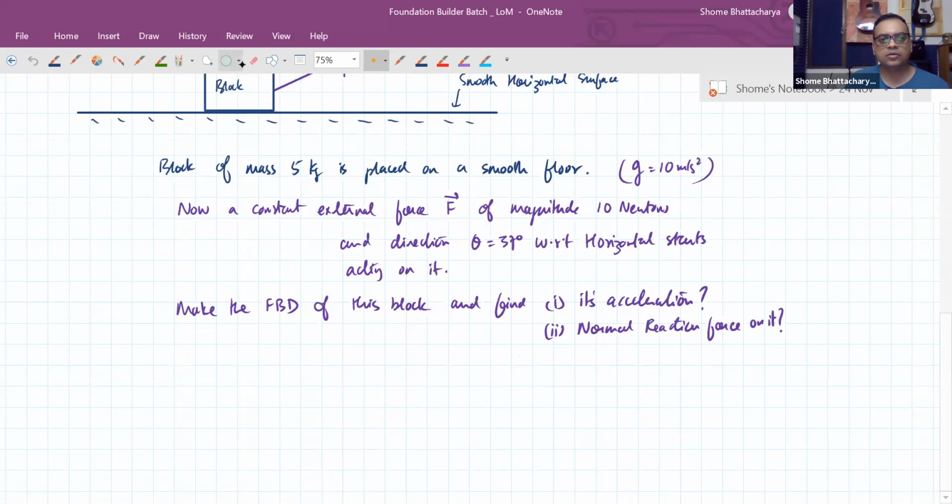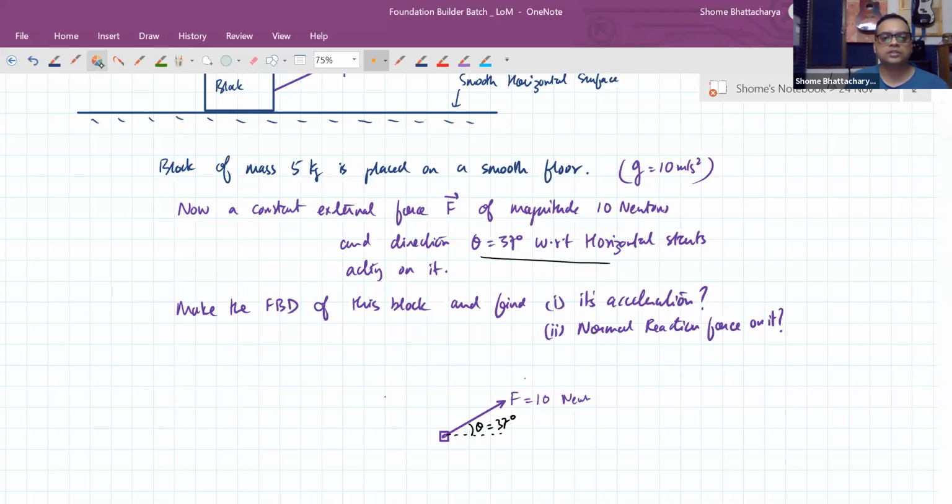The block is lying on the ground. I'll show it like a point mass, like a very small one. But what are the forces acting on it? There are in all three forces acting on it. One is the external force which is acting like this. This is a force of magnitude 10 newtons, but it's acting at an angle of 37 degrees with respect to the horizontal, if I draw the horizontal axis here.